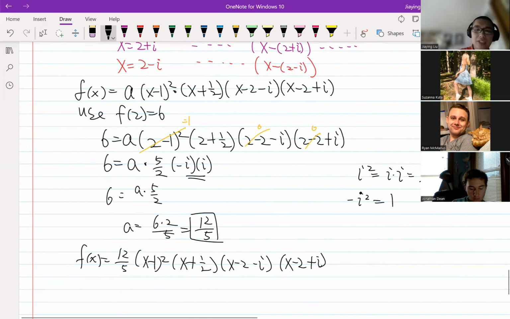And generally, we actually simplify the last two to something nicer by multiplying it out or FOIL, whichever could be used. But for the sake of this problem, I'm just going to leave it here because I don't see any hope of continuing to rewrite this. All right, any questions?